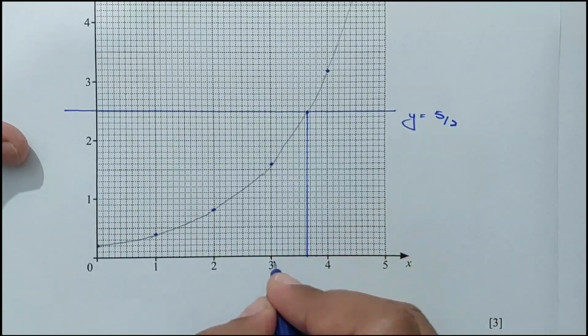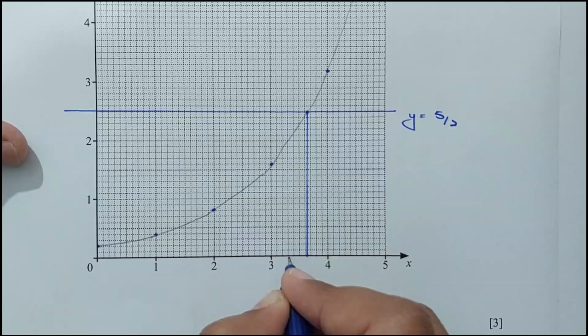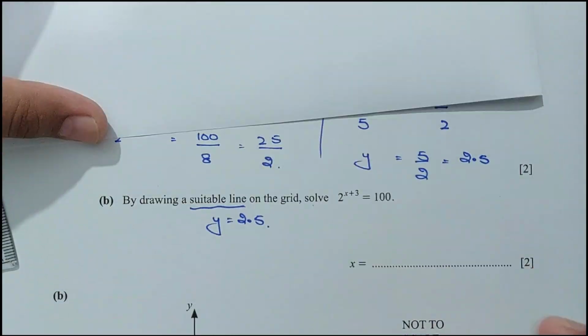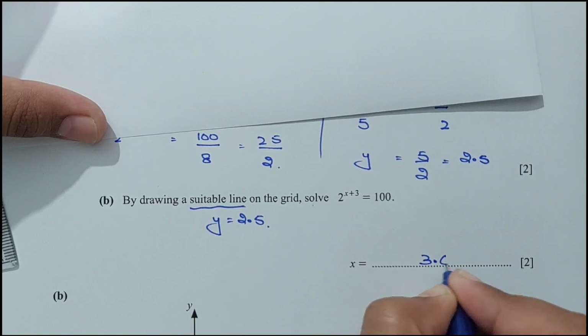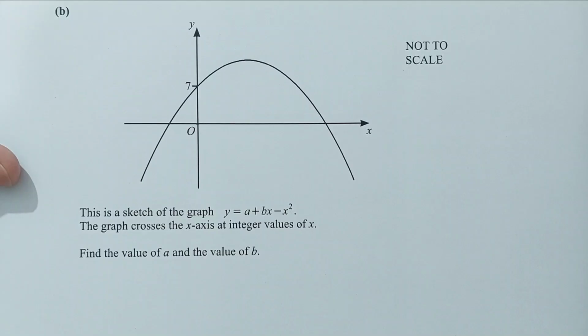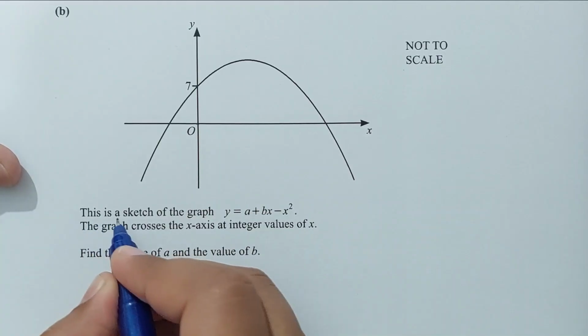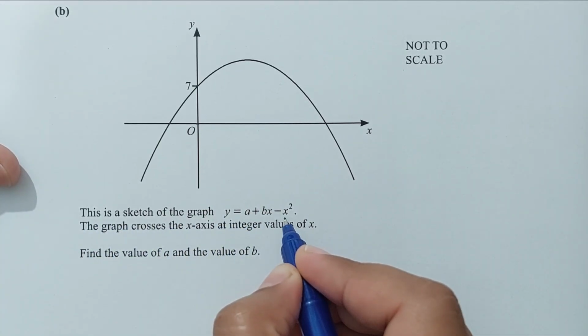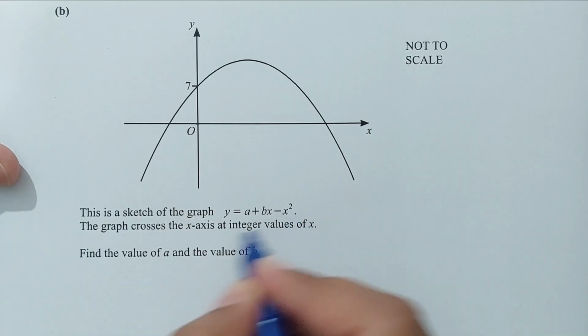So the answer is 3.123456, 3.65. 3.65, yes. Now for part B, this is a sketch of the graph y equals a plus bx minus x squared. This is a quadratic, it's a parabola.